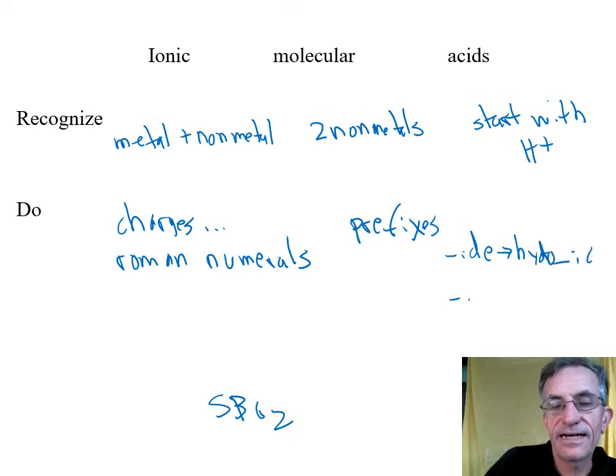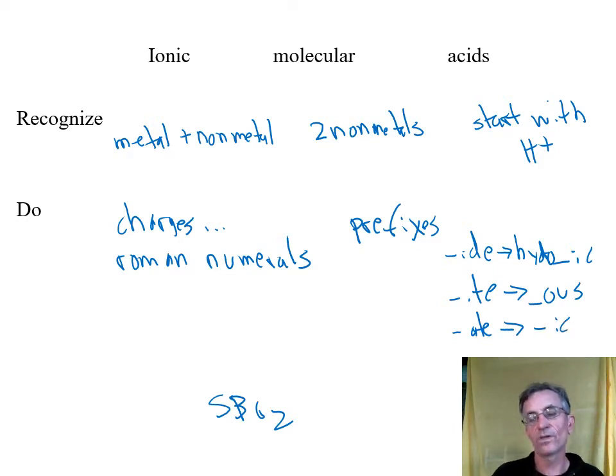If it ends in "ite," you're going to switch it to "us." If it ends in "ate," you're going to switch it to "ic." And now they all are going to end in acid, right? All right, so that's just kind of the highlights to refresh your brain about all this stuff, because man, it is confusing, isn't it? There's a lot to keep track of.